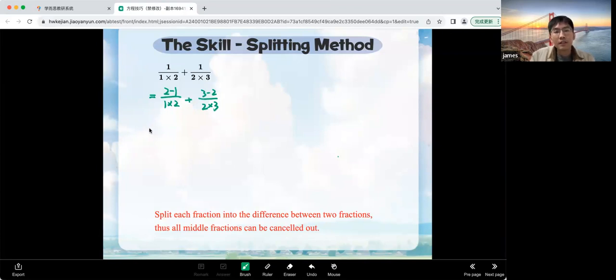And when we do this, 2 minus 1 over 1 times 2 can be split into the first top number 2 over the same bottom number 1 times 2, minus the second top number 1 over the same bottom number 1 times 2. So let's do that. 2 over 1 times 2 minus 1 over 1 times 2. And let's do the same thing for the second fraction. Plus 3 over 2 times 3 minus 2 over 2 times 3.